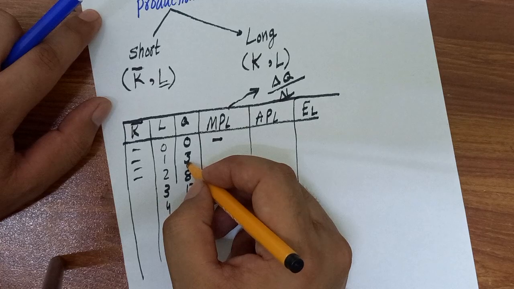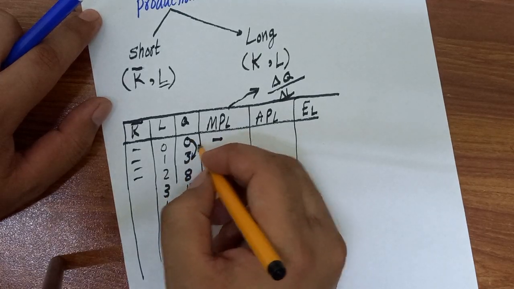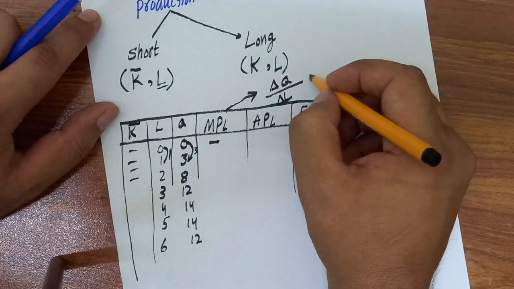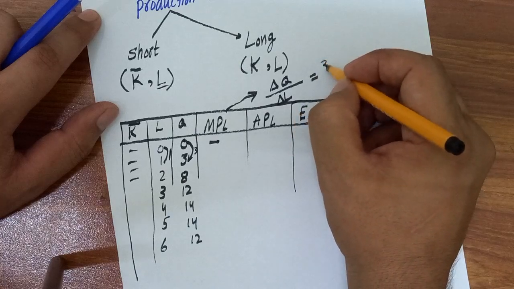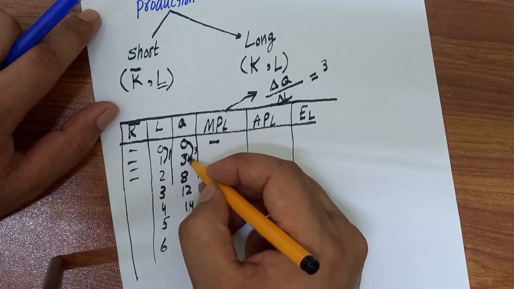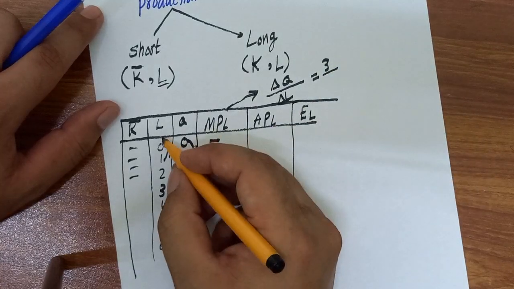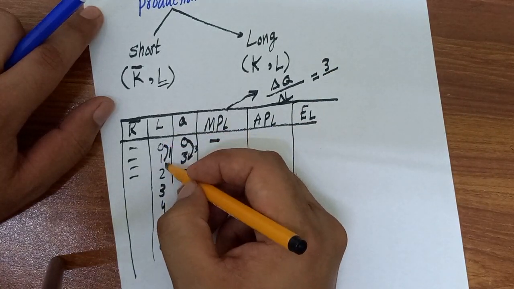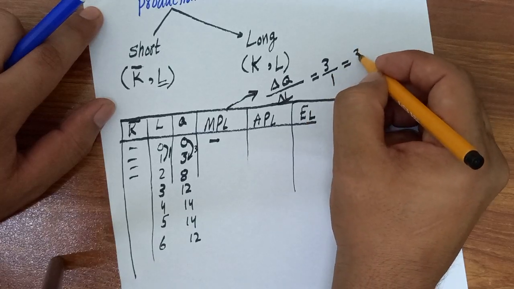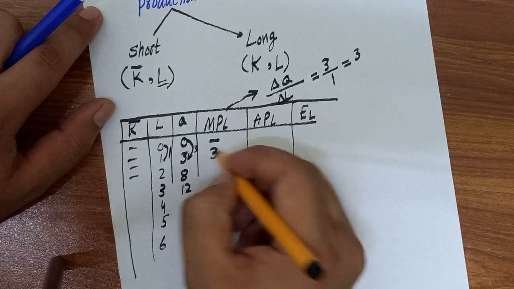So here we have change from 0 to 3, the change is 3, and here from 0 to 1 the change is 1. So we will put in the formula 3. In quantity we have change by 3, and the labor from 0 to 1 we have 1 unit change. So 3 by 1 we will get 3. So here the value of MP is 3.